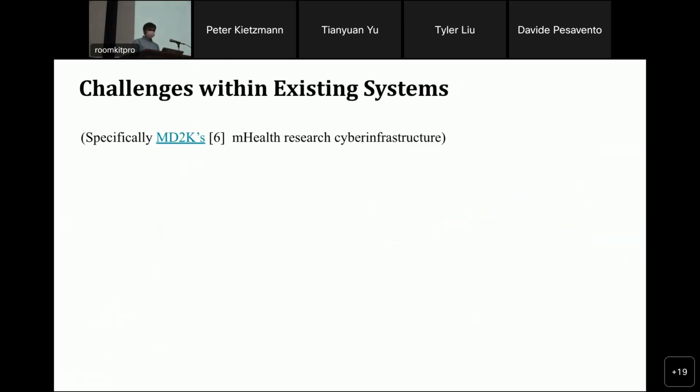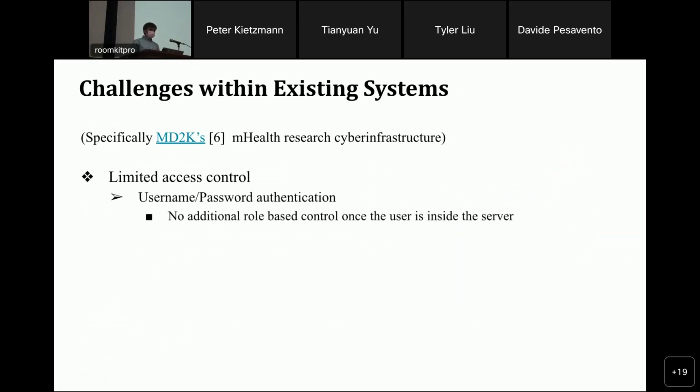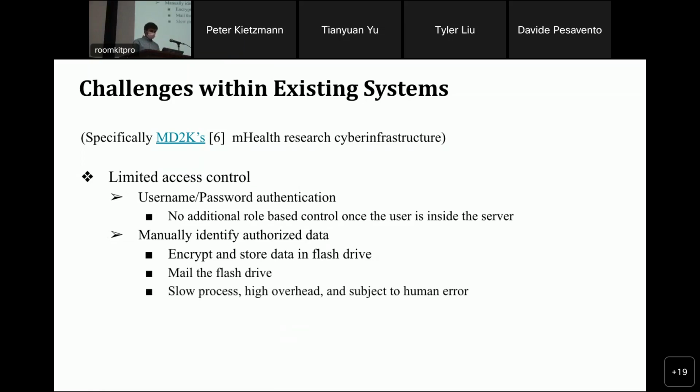The challenges also exist within the system. We specifically look at one of these systems, MD2K, an mHealth research cyberinfrastructure. MD2K is an NIH Center of Excellence. They do data sensing, collect a huge amount of data, and then try to extract knowledge from it. When we look at their system, the access control was very limited. The data was protected by username and password. In all cases, the authorization of the data was manually identified, and then the data was encrypted manually, put on a device, and shared with the users by mailing, which is a very slow process, also subject to human error and everything.